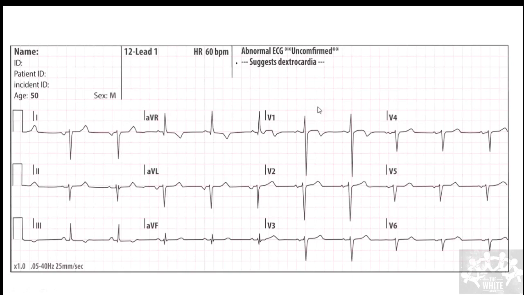Can someone tell me what is the diagnosis here? Someone has raised a hand. I don't know who has raised. Yeah, you can attempt this. Think about what is happening. I gave you a clue. Lead AVR should be completely negative. So here it is.